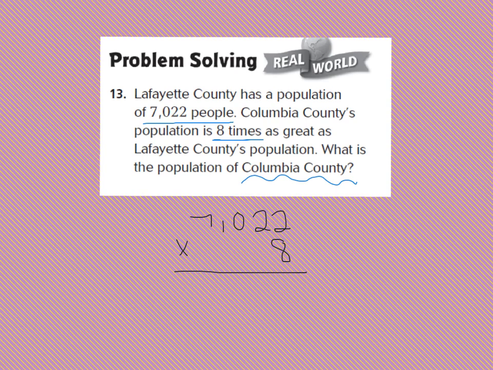Now, we know that we can multiply using regrouping. So, what I would like you to do is pause the video, and I need you to find what 7,022 times 8 is, and we'll check our answer together. Go ahead and work on this now.